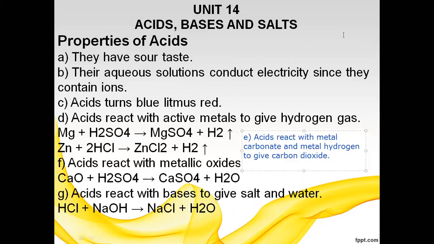Next one is acid reacts with active metals to give hydrogen gas. The next one is acid reacts with metallic oxide to give salt and water. The next one is acid reacts with bases to give salt and water. The next one is acid reacts with metal carbonate and metal hydrogen carbonate to give carbon dioxide. So, these are the properties of acids.